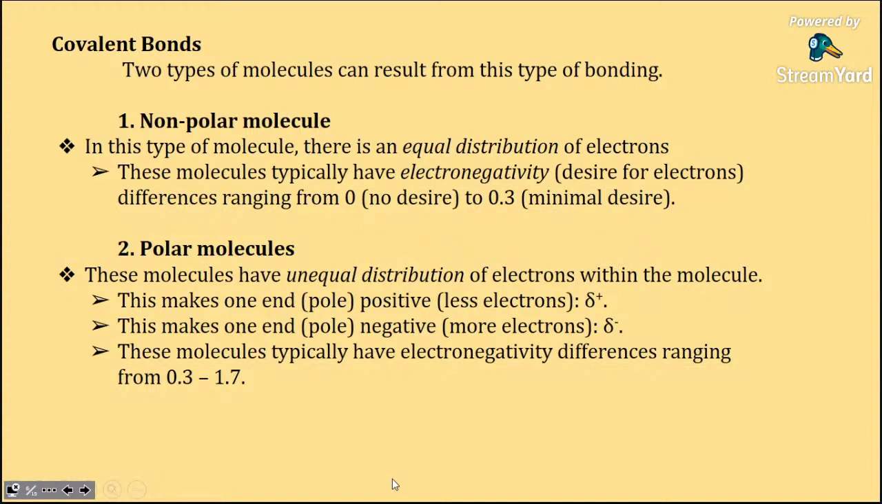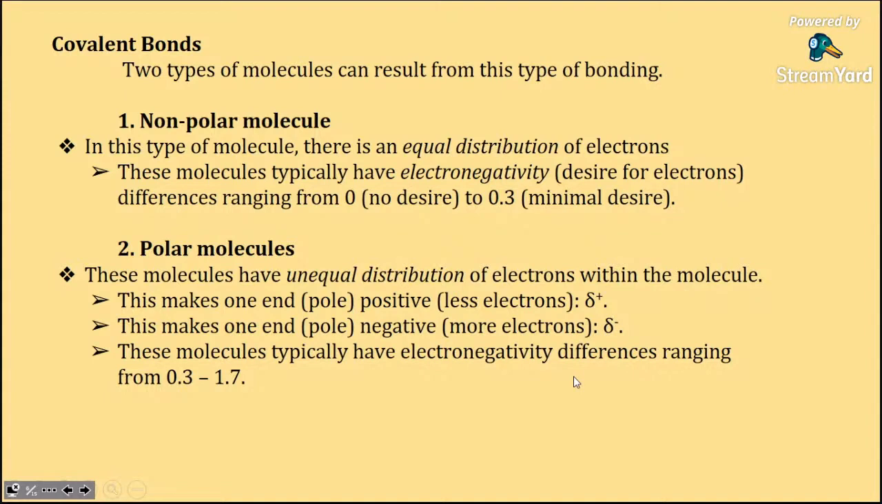And because one atom has a stronger pull or a higher electronegativity than the other atom, that higher electronegativity atom is able to pull electrons towards itself. And what that does is it creates one end of that molecule, or one pole, that is positive because the electrons are pulled away from it. And we denote that with a lowercase delta and then a plus sign, so delta plus. And the other end of that molecule, or the other pole, is going to be where the electrons are pulled towards, and that's where you have a higher concentration of electrons, and therefore you have a negative pole, which we indicate with a delta negative.